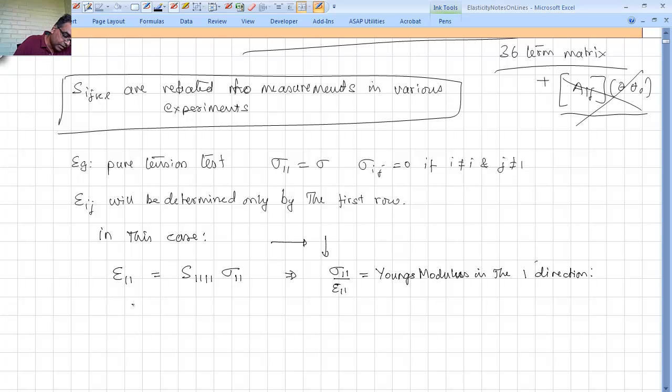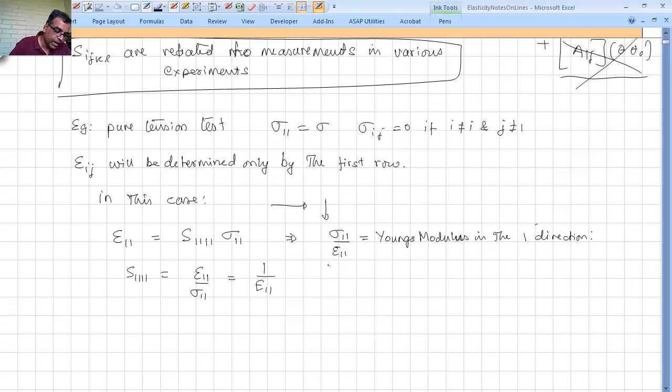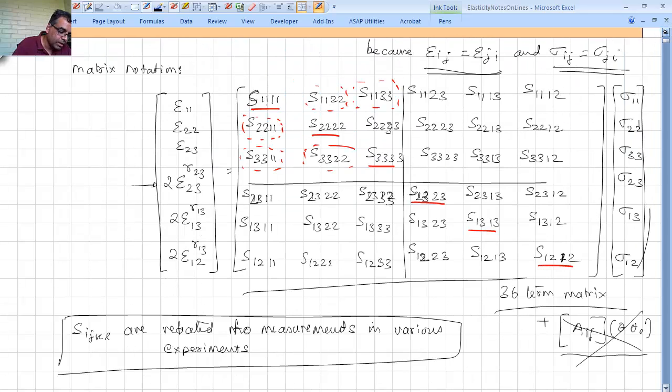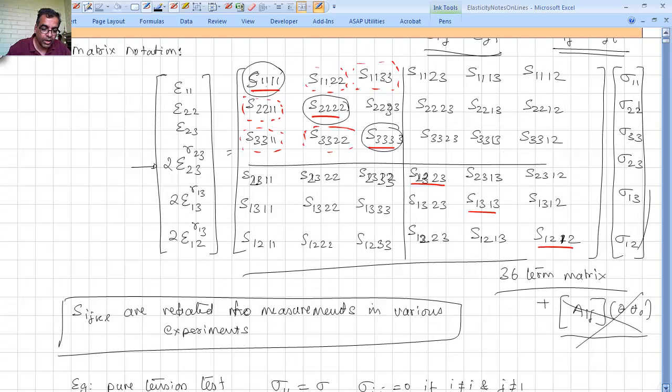So S1111 is epsilon 11 over sigma 11, which is 1 over E11. In fact, S2222 equals 1 over E22 and S3333 equals 1 over E33. So these are the three Young's moduli for the material. So if you go up here, this is 1 over the Young's modulus, that's 1 over the Young's modulus, that's 1 over the Young's modulus. Okay.